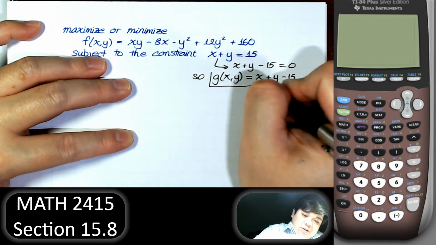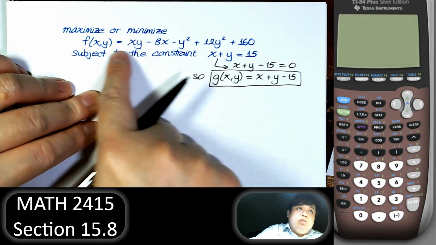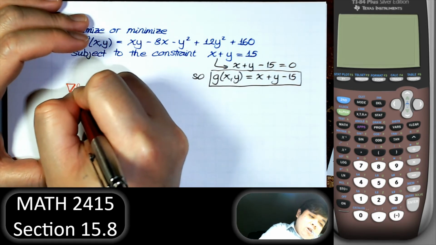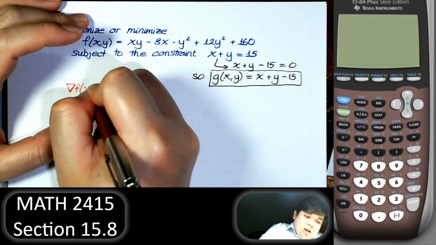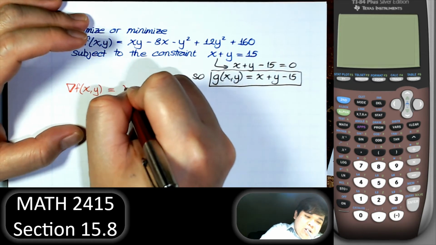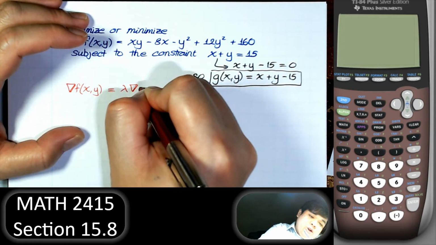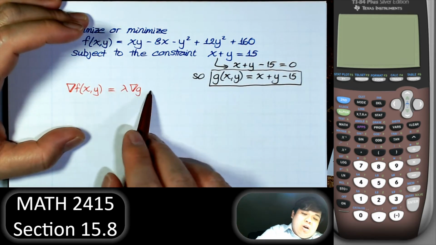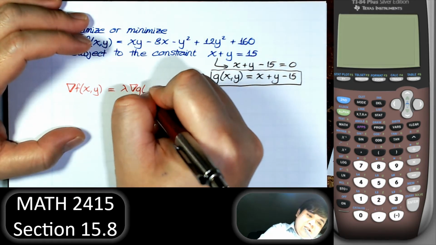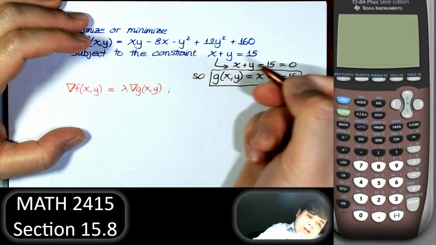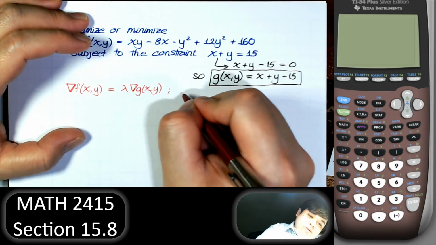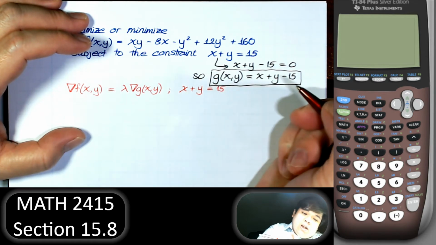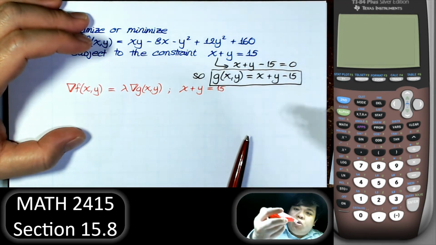Right. So we have the constraint and we have the objective function. Lagrange multipliers: the gradients must align. The gradient of f must be a multiple of the gradient of g. That's why we call it Lagrange multipliers. It's just a multiple of the other one. And then we still need the constraint itself. I'm just going to write it in general, sorry.